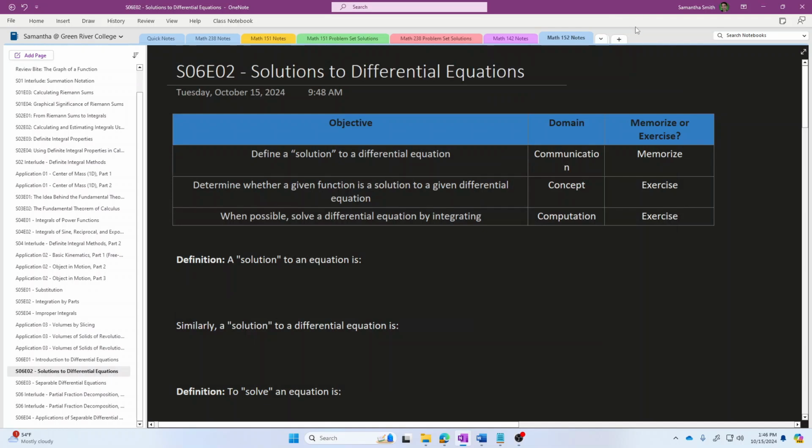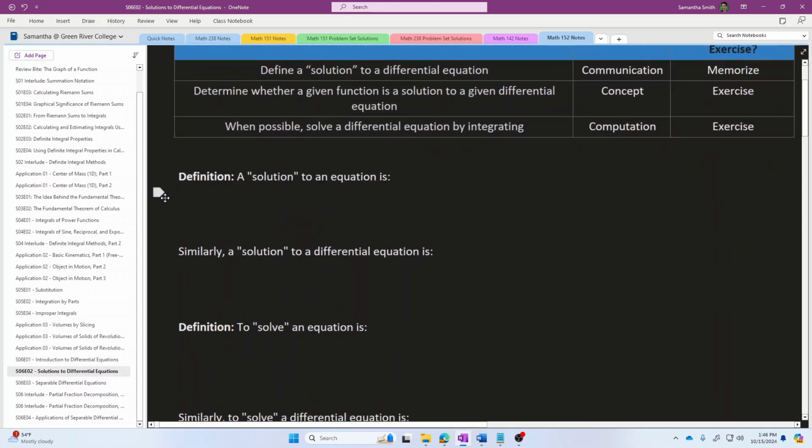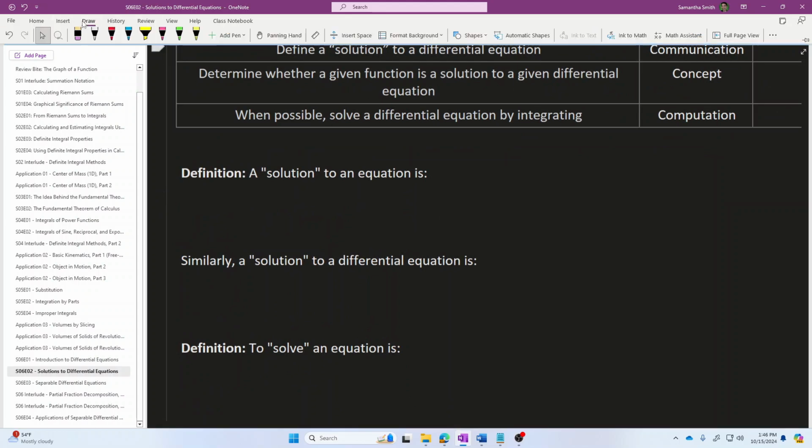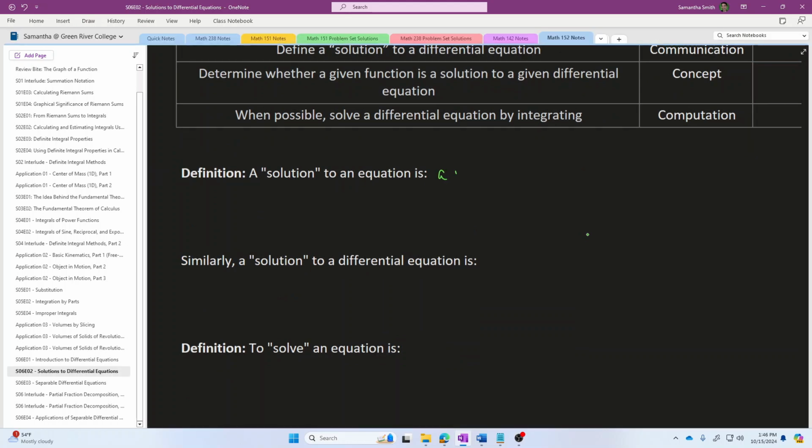In today's episode, we are going to be talking about differential equations and what it means to solve a differential equation and what it means to have a solution to a differential equation. So, to begin with, let's remember back from algebra what it meant to just solve an equation, period. A solution to an equation was just a value that you could plug into the equation and get a true statement from that.